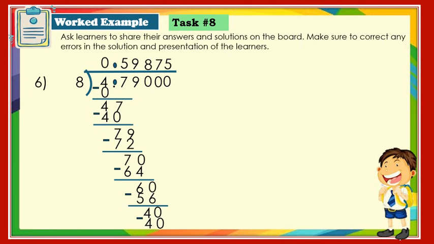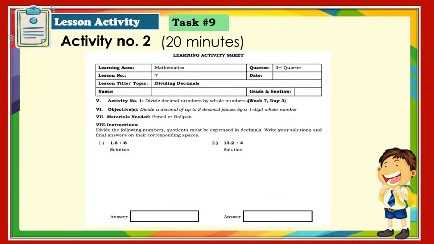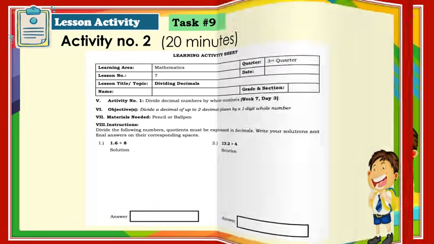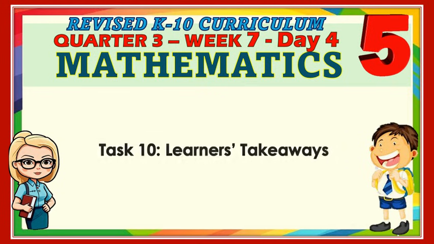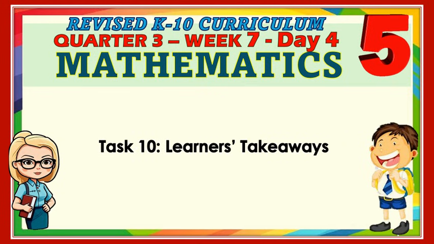For activity number 2, just answer task number 9 and you'll be given 20 minutes to do that. Number 10, learners' takeaways. So for your final task, you are going to make an infographic poster on dividing whole and decimal numbers by whole numbers. The infographic should include a step-by-step procedure with a working example. Okay, so you'll be given 15 minutes to finish this task.